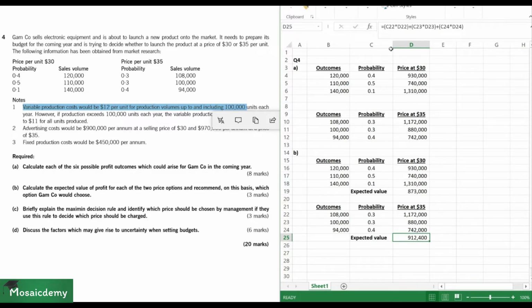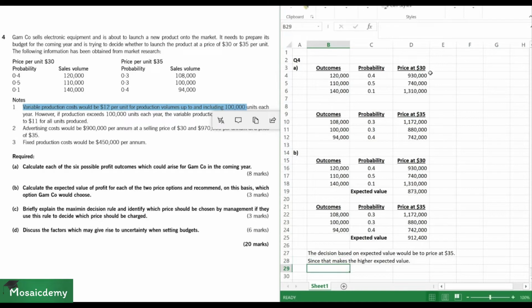Okay, and the higher expected value goes for the second decision. So the decision based on expected value would be to price at $35, since that makes the higher expected value. Okay, so let's carry on with part C then.